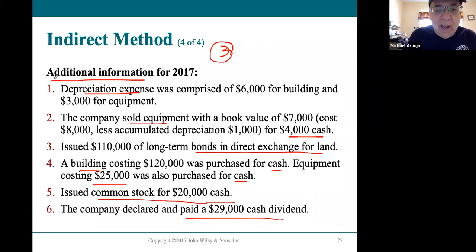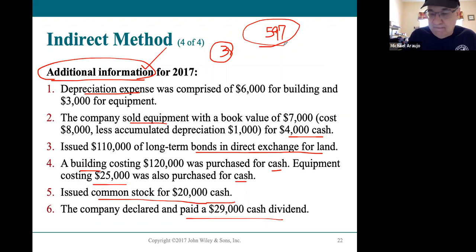So this is all that additional information in addition to the income statement and the comparative balance sheets that were talked about earlier. It's a lot. This is all on page 597. So page 597 has all of that information all on one page. Okay, the comparative balance sheets, the income statement, and this additional information are all on that page.